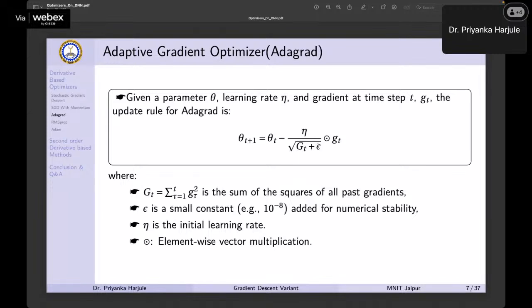This is adjusted individually for each parameter. Parameters with frequent updates will get smaller updates, which will prevent overshooting, and parameters with rare updates retain a larger learning rate. This makes AdaGrad useful for sparse data where some features appear very frequently and some very rarely, for example in NLP or recommendation system problems, where some features occur less frequently than others.